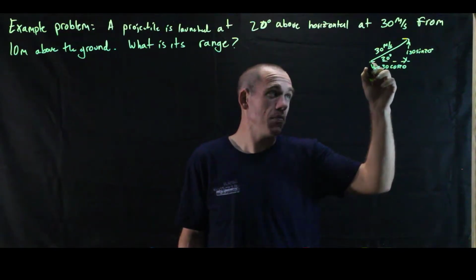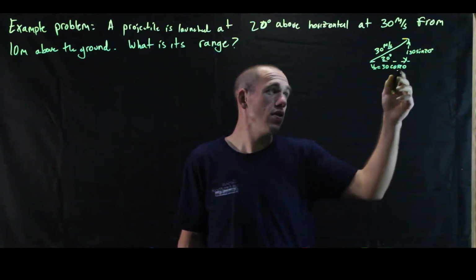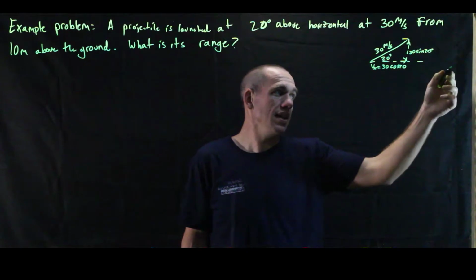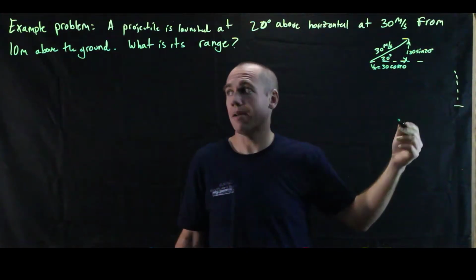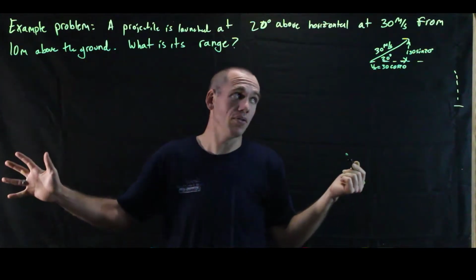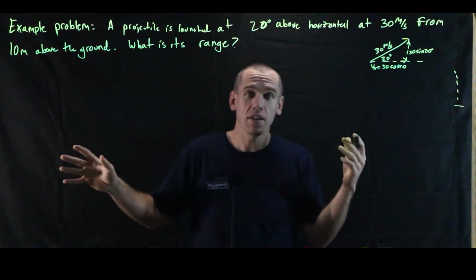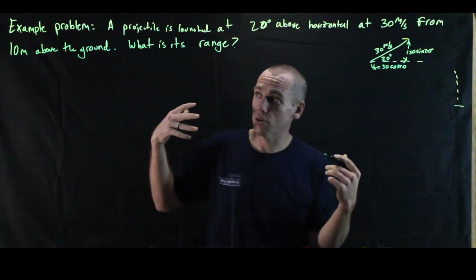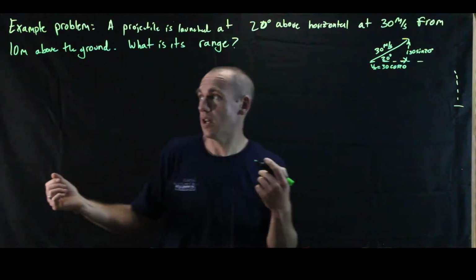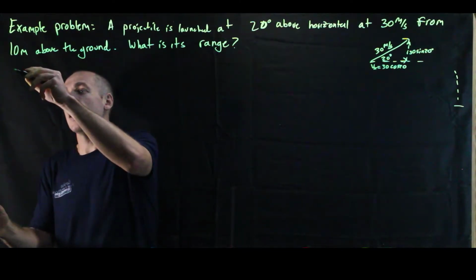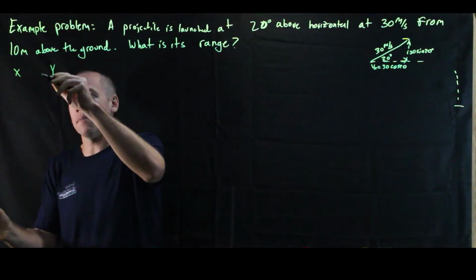Now the other thing to keep in mind is this thing goes up and comes back down, but it doesn't come back down to the same height. It comes down 10 meters below that because it was launched 10 meters above the ground. So let's take all that information, list it, make sure we label it well, and then we can start solving problems. So I've got x, I've got y.